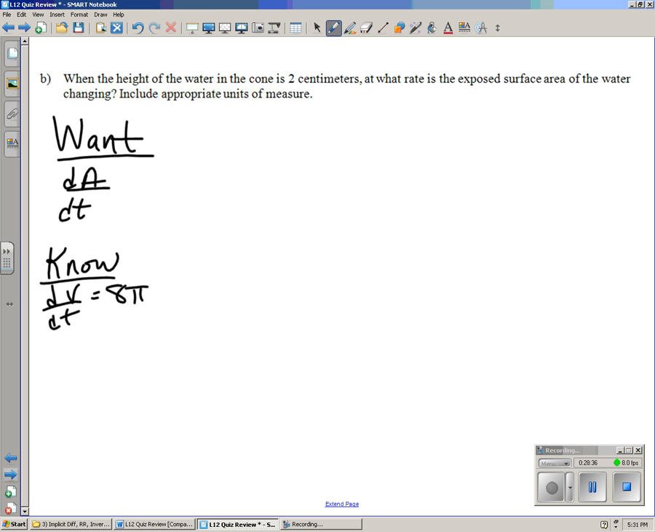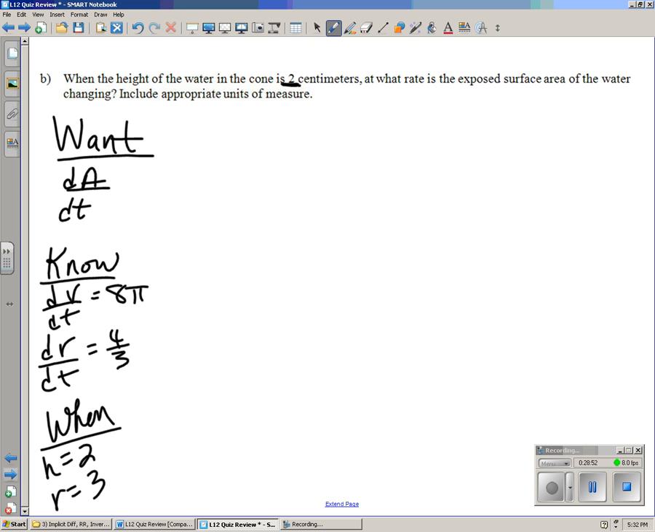But notice, when the height of the cone is 2 centimeters, we just found dr over dt to be 4 over 3. So we know that from part A. That could be useful. We'll have to see. The when is still the same. So when the height is 2, we also knew that the radius was 3. So we want dA over dt, so we're going to use the area formula.